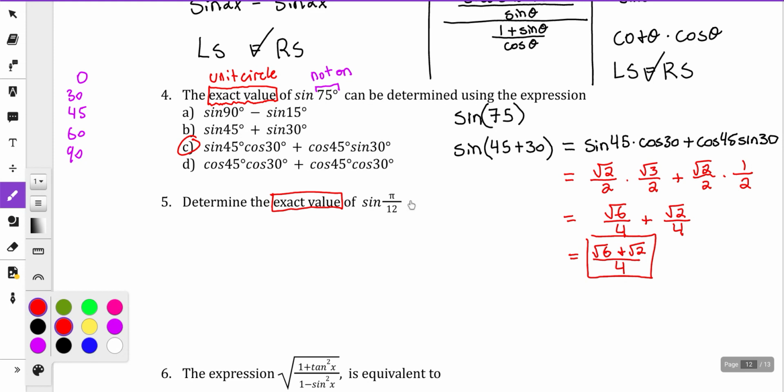So radians that I know: 0 radians. I know pi over 6 radians. I know pi over 4 radians. I know pi over 3 radians. I know pi over 2 radians. You know beyond that as well, but typically you can just do it in the first quadrant.